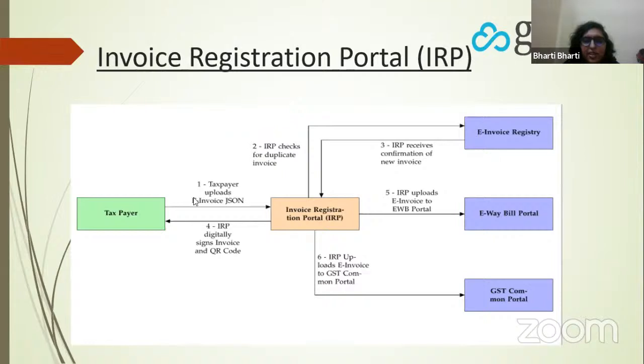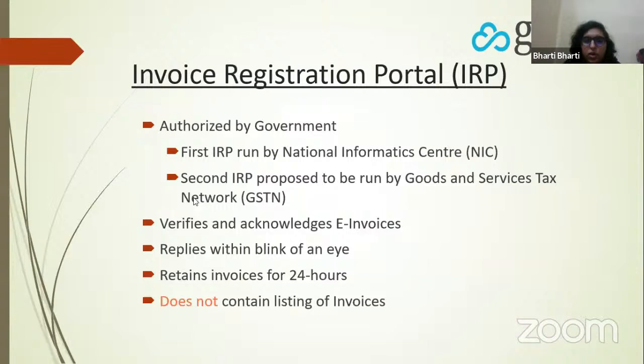Once the e-invoice is generated, it gets auto-populated in GSTR1 after 3 days, and you also get a response, which is a digitally signed invoice with QR code. So it is authorized by the government. IRP is run by the National Informatics Center. A second IRP is proposed to be run by GSTN. It verifies and acknowledges e-invoices. It hardly takes a few seconds. It won't even take a few seconds. It takes some nanoseconds to generate e-invoices and give you back the response.